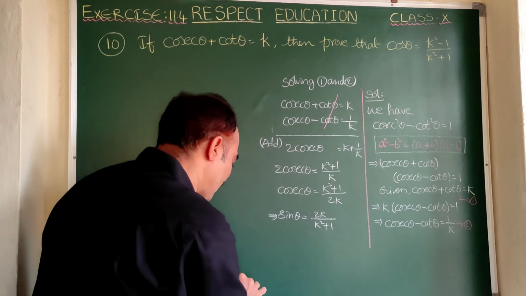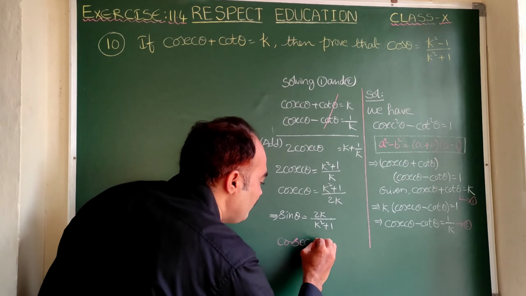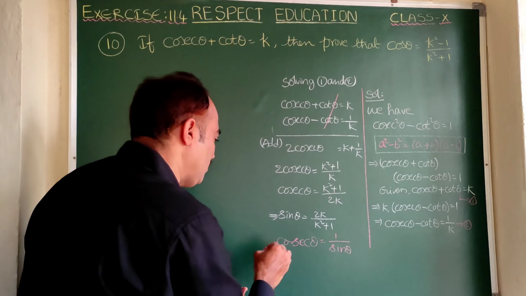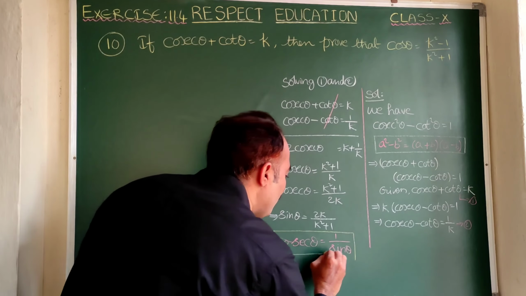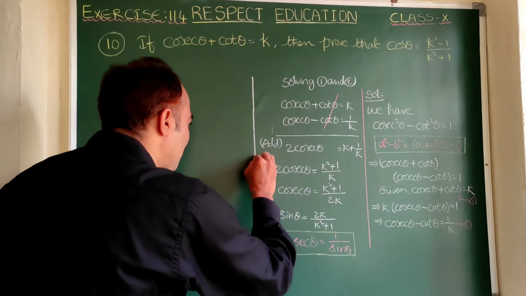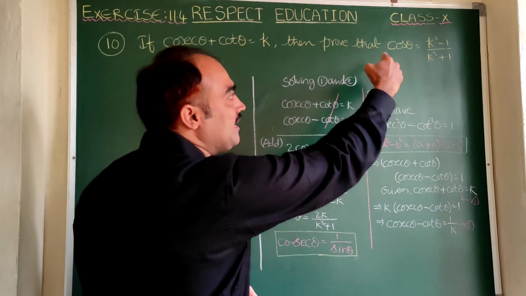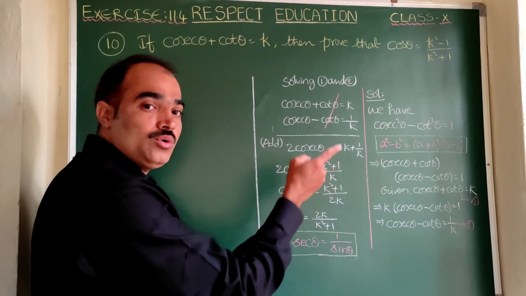Here what is the formula? Sin theta can be written as 1 by cosecant theta, or we can write cosecant theta is equal to 1 by sin theta. Both are the same, that means both are reciprocal to each other. Now you observe, we got the value of sin theta, but what's our requirement? Cos theta. Now I will tell you how to get cos theta using sin theta. Now we will see that.